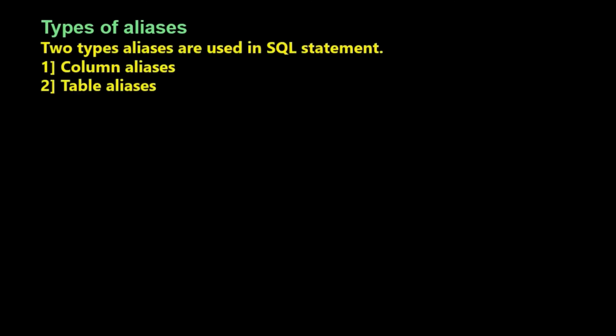Types of aliases. Aliases are used in SQL queries and we can change a column name or table name. So two types of aliases are used in an SQL statement. First, column aliases. Second, table aliases.